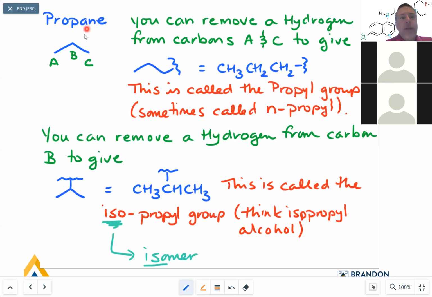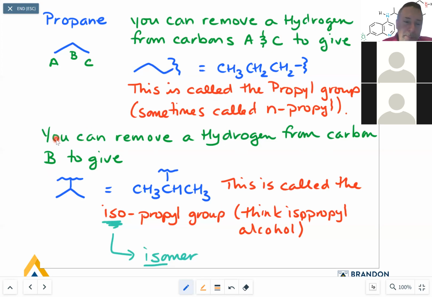Okay, so with the propane, you notice that there are 3 different carbons. It turns out that carbons A and C are basically identical, but carbon B in the middle is different than the 2 of them, because carbon B is bonded to 2 carbons, while carbons A and C are just bonded to 1. So if we remove a proton from carbon C or carbon A, you get a straight-chained propyl group, CH3CH2CH2. And this is just named propyl group. Sometimes they put the n in front of it because it's straight-chained. So whenever you see the n, straight-chained.